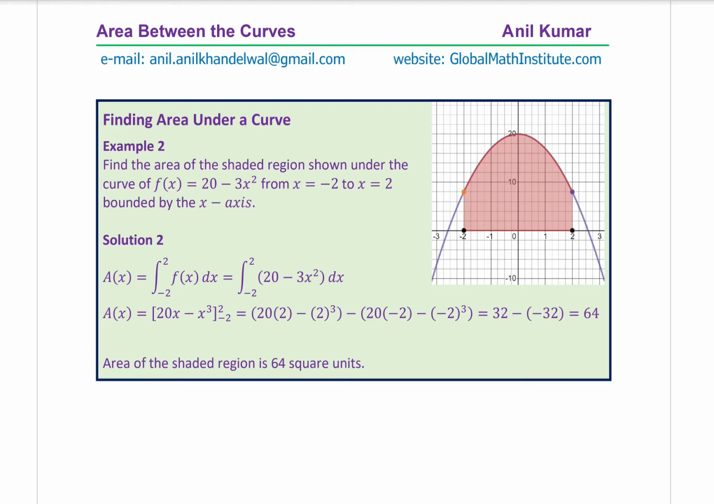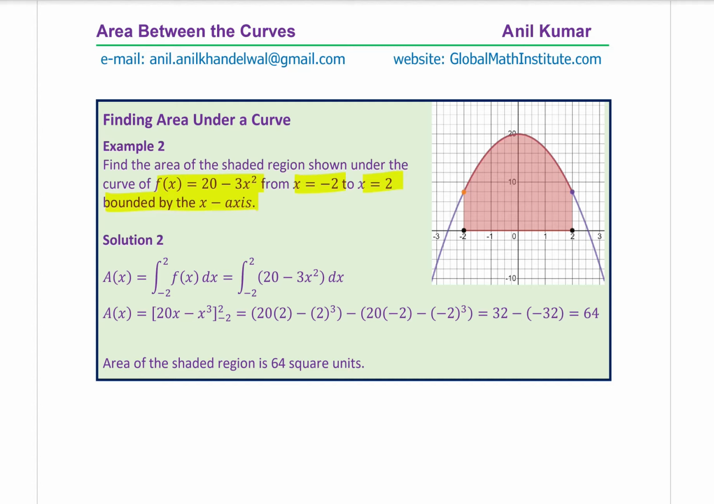Example 2, find the area of the shaded region shown under the curve f of x equals 20 minus 3x squared. So that is the parabola opening downwards from x equals minus 2 to plus 2, bounded by the x-axis. So we are considering when the graph is positive, and we are considering the area which is above the x-axis. It is all positive. Remember, integral could have positive or negative value, but area should always be positive. So in case we see the integral is negative, we have to consider the absolute value.